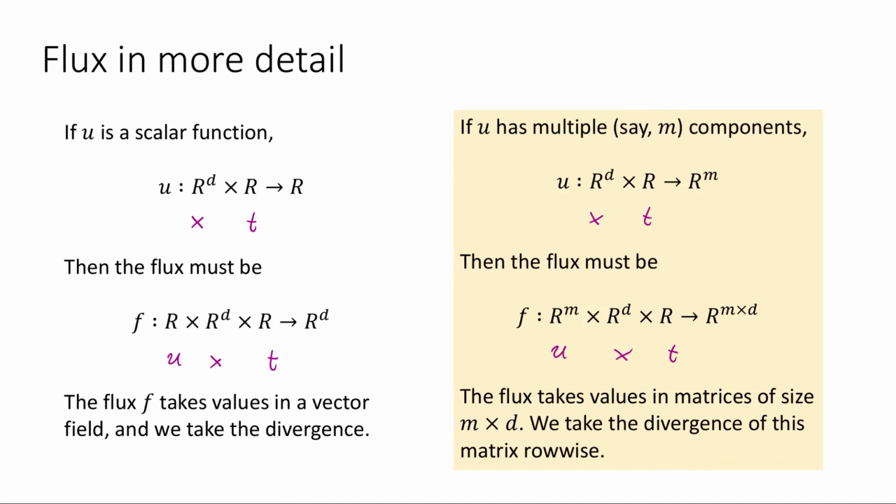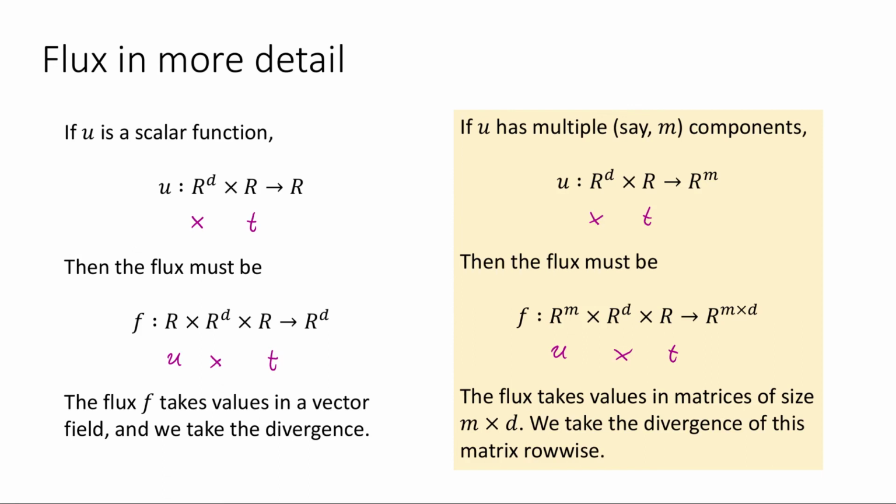Now let's compare that to the setting of systems of conservation laws. If U has multiple, say, m components, then U is a function in the d-dimensional x variable and the time variable, and produces an m-dimensional vector. What is the flux? The flux, of course, depends on U, which is an m-dimensional vector. It depends on the d-dimensional x variable and the time variable. And what the flux F produces are matrices of size m times d. So in the setting of systems of conservation laws, the flux is a matrix field. Generally speaking, the flux is a matrix field.